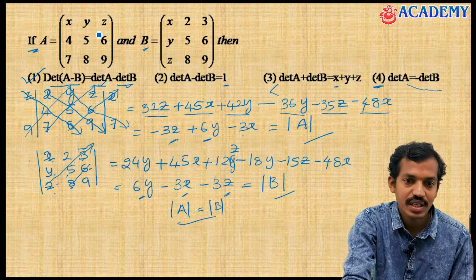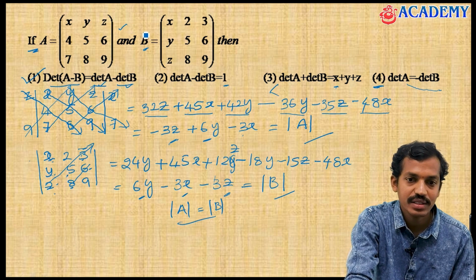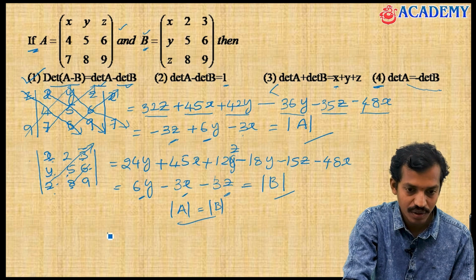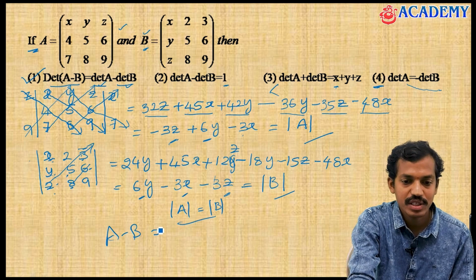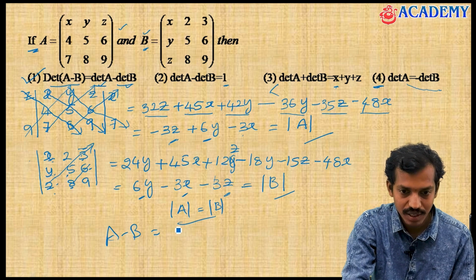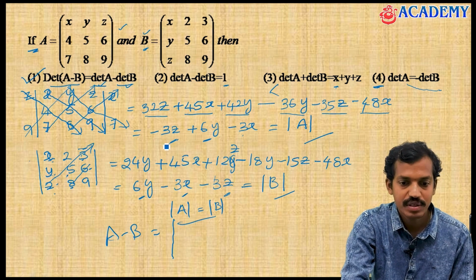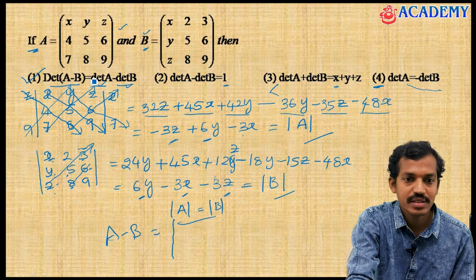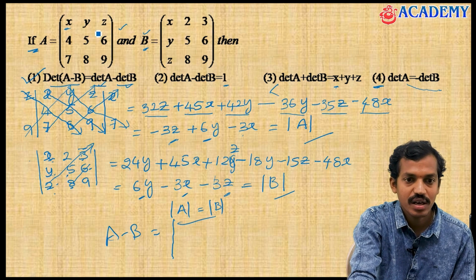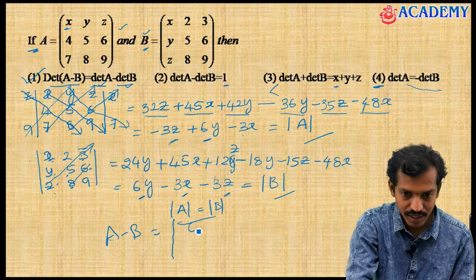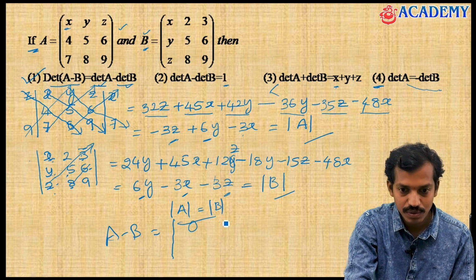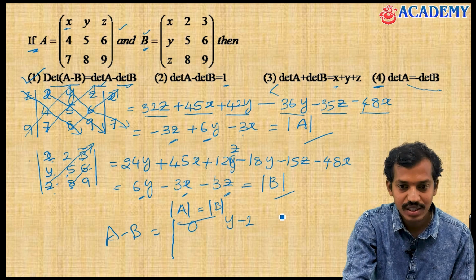If you want to check, you can write the A matrix and B matrix and take the A minus B matrix. I am writing the A minus B matrix here. Simply observe: first, x minus x is 0. Now I am writing directly: 0. Next, y minus 2. Next, z minus 3.